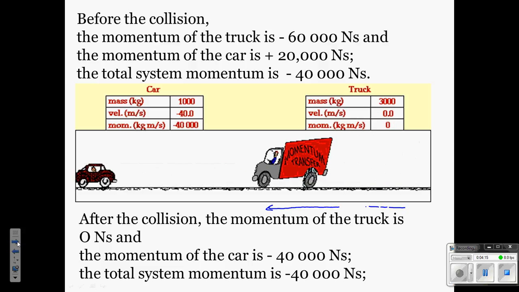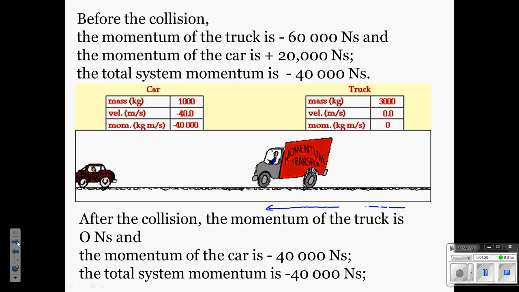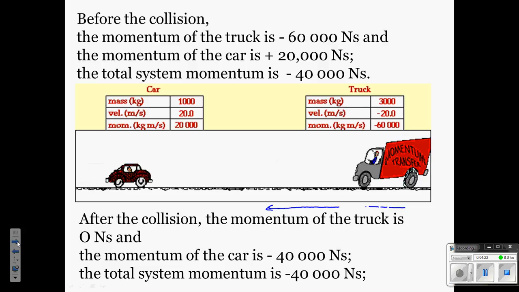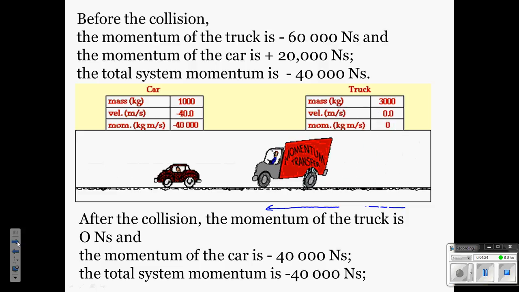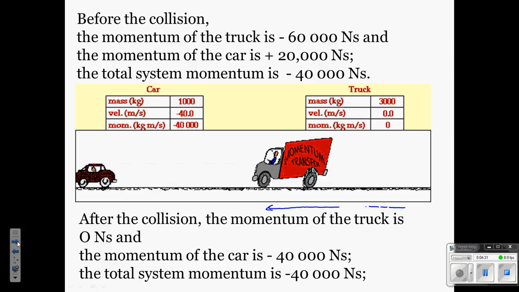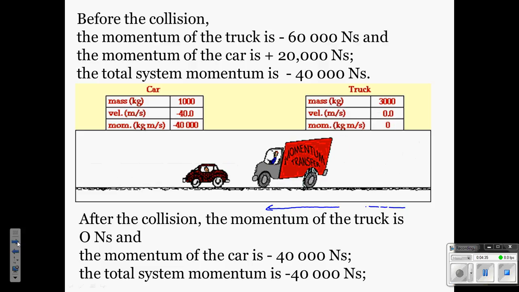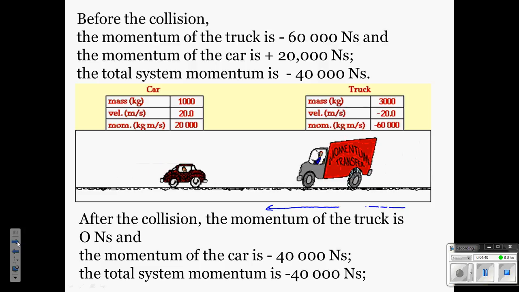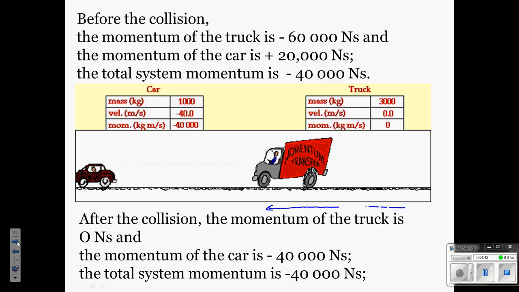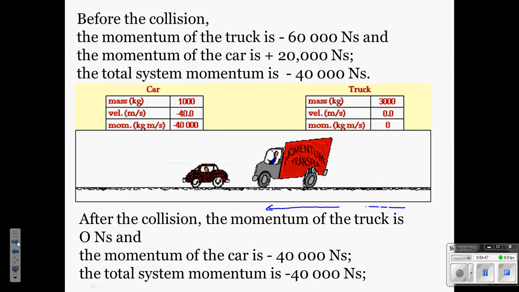So that was before the collision. Now remember, momentum of the system is not going to change. It is conserved, and the system is both vehicles. When they were moving towards one another, that was their initial velocity. When they collide and move, that is their final velocity. So after the collision, the final velocity of the truck is 0. When you take velocity and multiply it by mass, that is going to be 0. So therefore, the momentum is going to be 0.